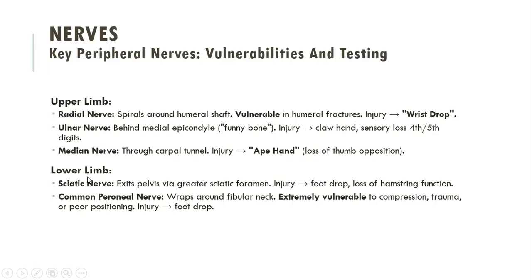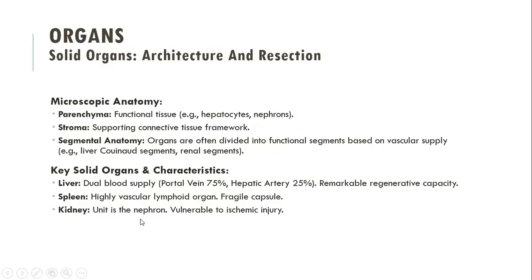In the lower limb, you have the sciatic nerve, which exits the pelvis through the greater sciatic foramen, and its injury causes foot drop and loss of hamstring function. Then you have the common peroneal nerve, which wraps around the fibular neck, and that is extremely vulnerable to compression, trauma, or poor positioning, and its injury causes foot drop.